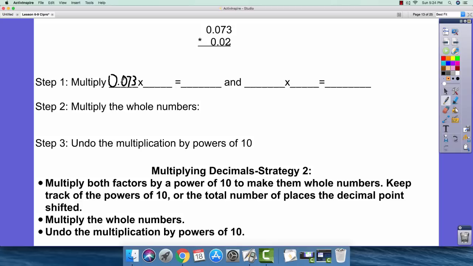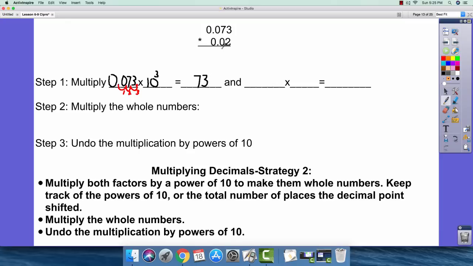And let's think about it. To get to a whole number for 73 thousandths, my decimal point needs to move to the right 3 places. 1, 2, 3, and now I would have the number 73. So if I moved it 3 places to the right, that's like multiplying it by 1,000, or 10 to the 3rd power. So 73 thousandths times 10 to the 3rd power is simply 73.